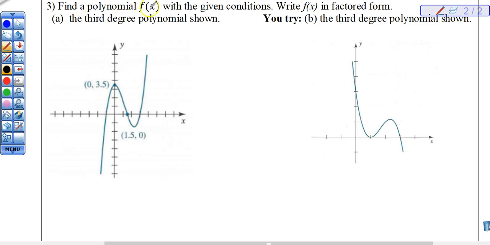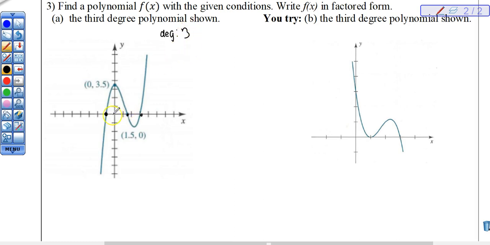Okay. So find a polynomial f of x with given conditions. Write f of x in factored form. It says the third degree polynomial is shown. So it's telling you your degree. However, I can already tell that it's my degree because it has how many zeros? 1, 2, 3. And do you see any flattening out near any of those zeros? No. So that means each 0 doesn't have a multiplicity. It's a 1 because there's no flattening. So it's definitely 3 zeros, so degree of 3 in that situation.